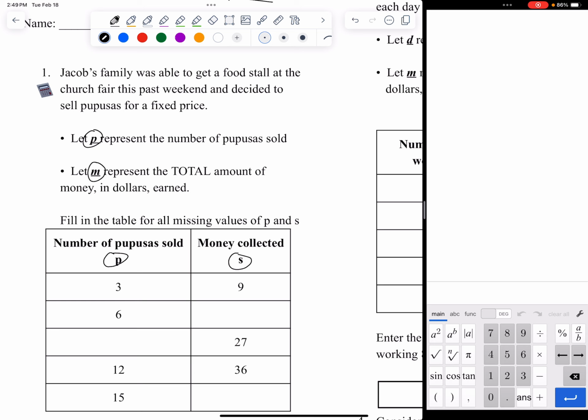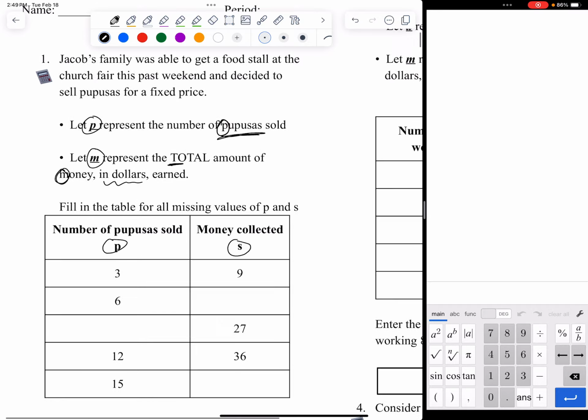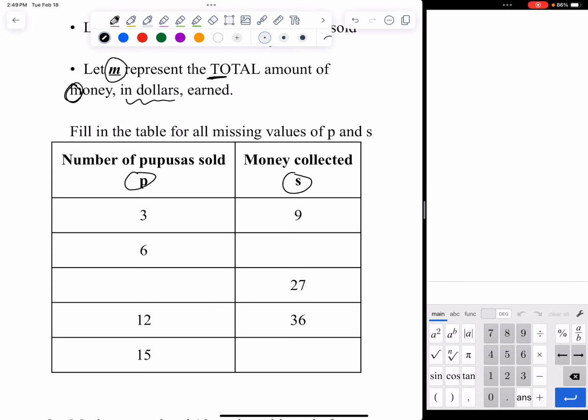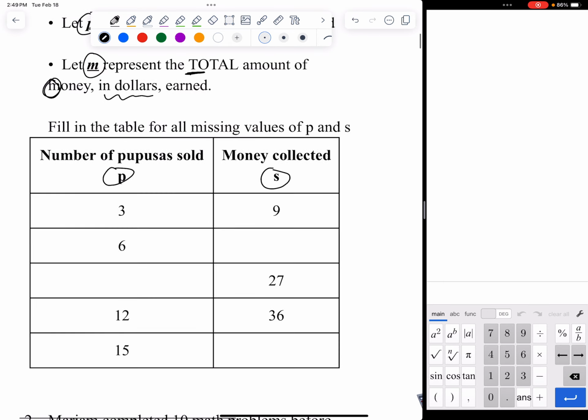Let P represent the number of pupusas sold. You get what they like to do here. I have to use the first letter of usually the words I have. And let M be the total. Normally I'm like, why wouldn't they put T for the total amount of money? Oh, money. And notice how they have it in dollars earned. So for this one, we have to fill in the table for all missing values of P and M. So this is interesting.